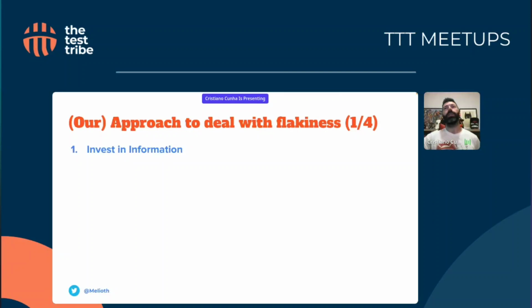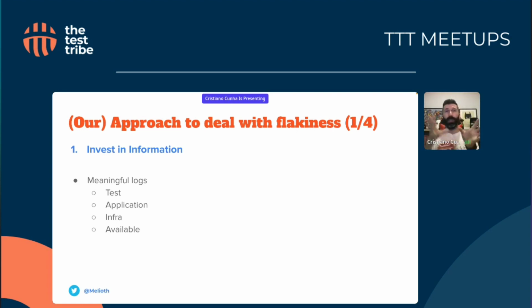So what we did to deal with flakiness, because at the end of the day, we need to deal with it, even if it's not 100% the fault of tests. So we invest in information. We had meaningful logs. Meaningful logs is not just logs of the application. It's logs of the tests, logs of infrastructure, and make those available.